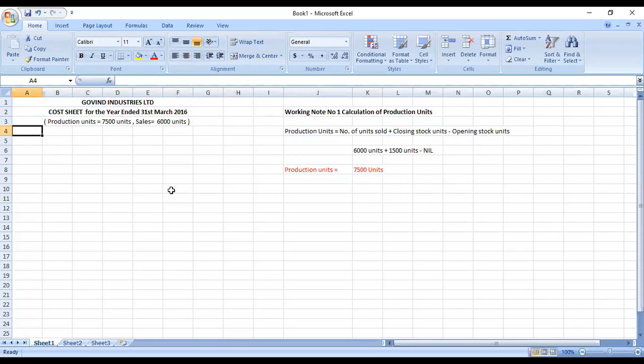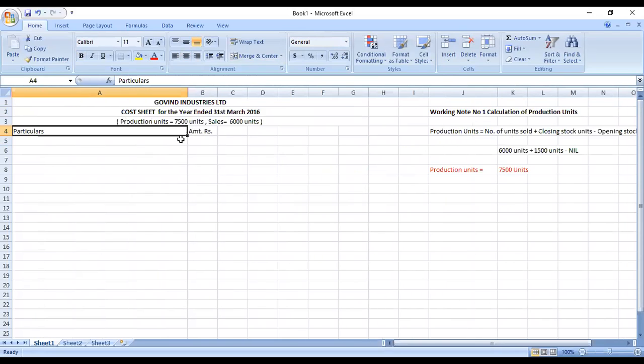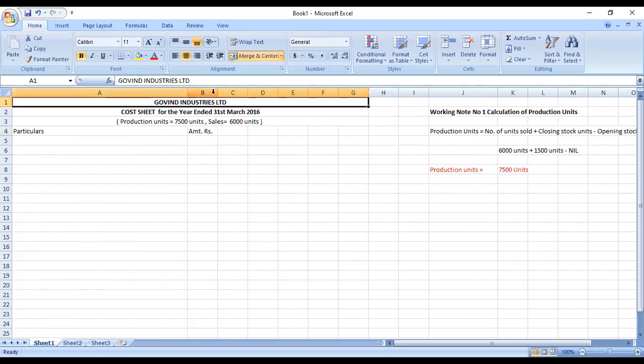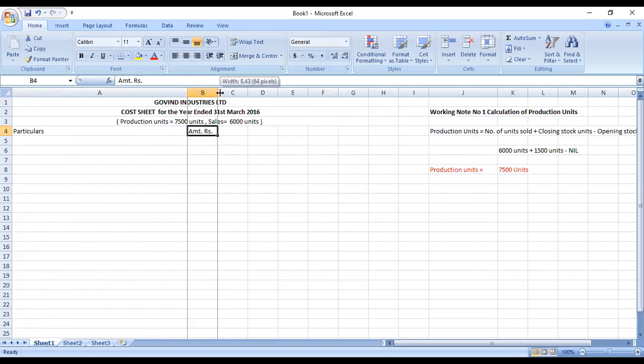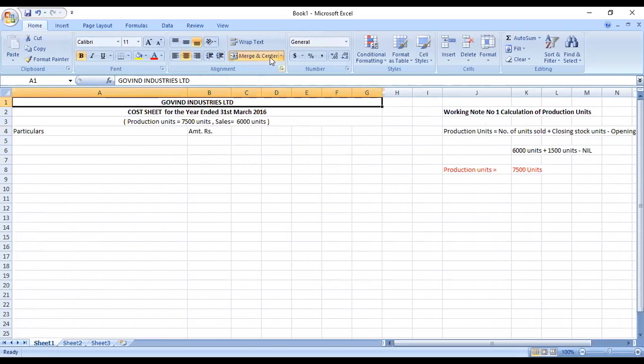Okay. Now, students, let us go further. First is the particulars. Second is the amount in rupees. One column is more than enough because the number of entries is very small. So it is better. Yes, I'm doing that. Okay.